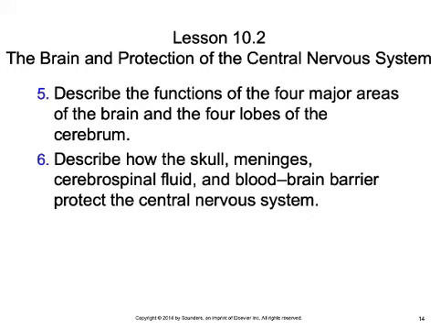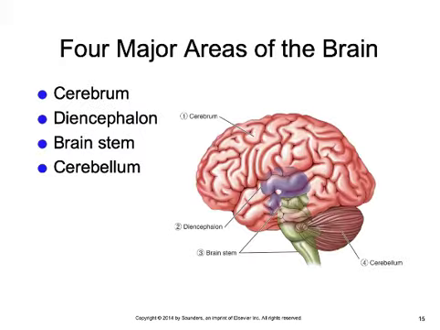Now we're going to talk a little bit about the brain. The brain is an integration center. It's made up of the cerebrum, the diencephalon, and then underneath the brain we have the brain stem, and then we have a structure called the cerebellum. And you can see those areas here.